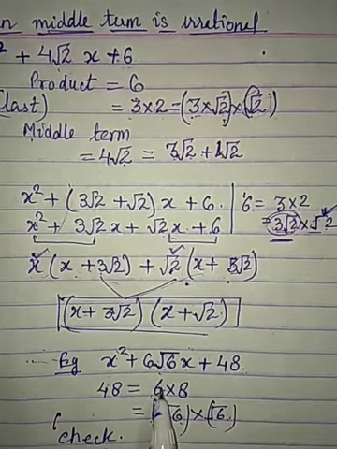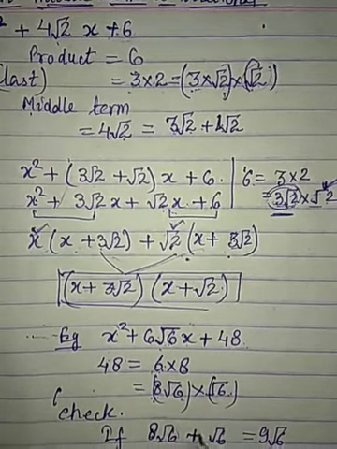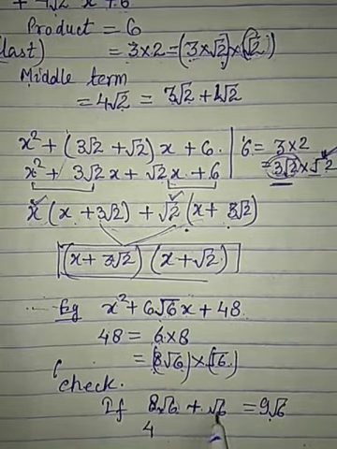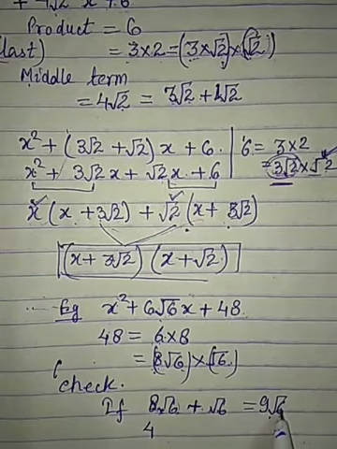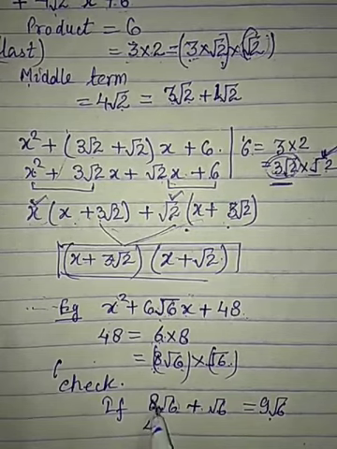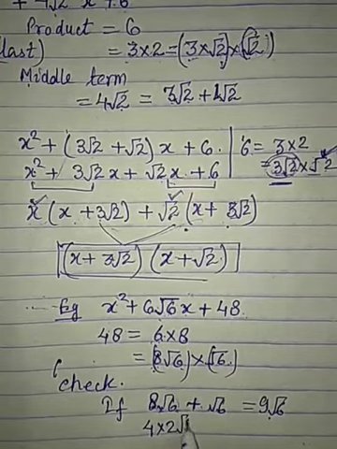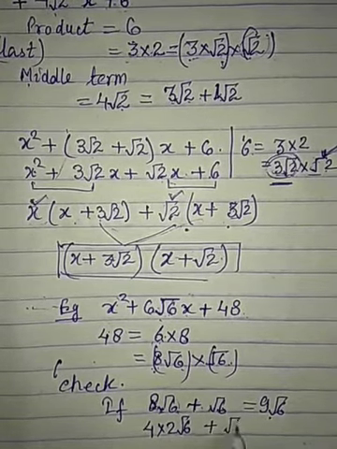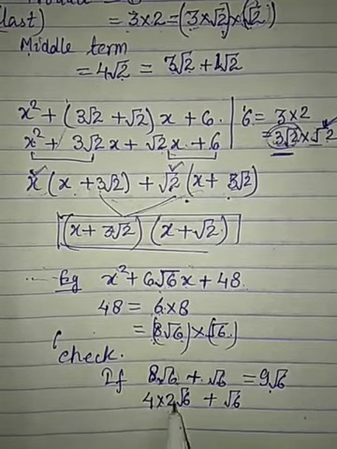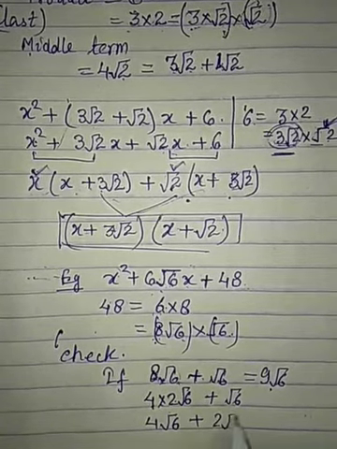Root 6 into root 6 means 6. Now we see whether the sum 8 root 6 plus root 6 is 6 root 6. We check now: 8 root 6 plus root 6 is 9 root 6. But we need 6 root 6. So what else can we do? This 8 can be factored as 4 into 2. We see that 4 plus 2 is 6. So let this be 4 root 6 and 2 root 6 as the other.